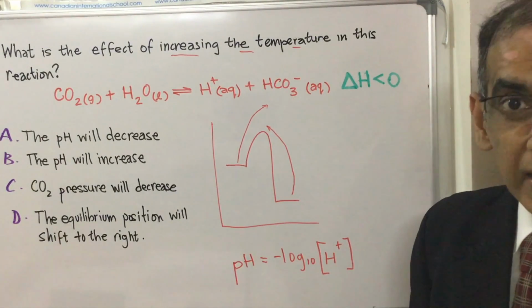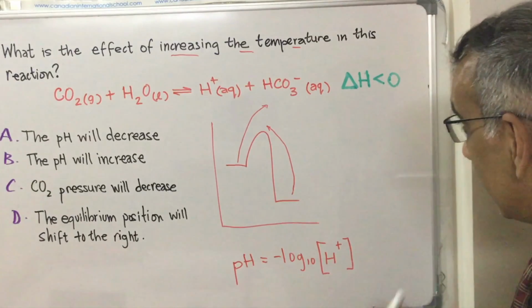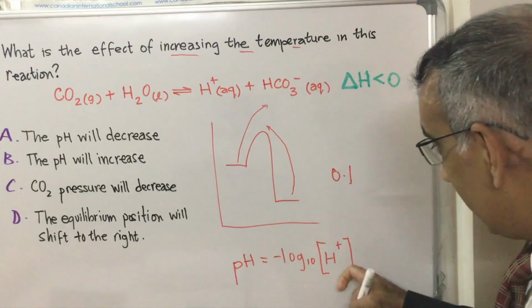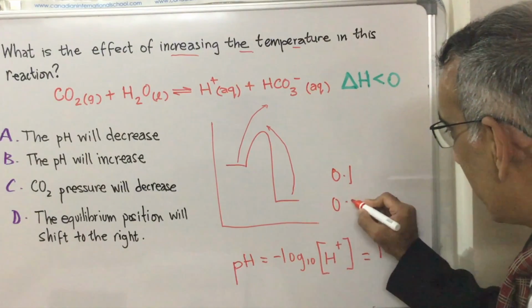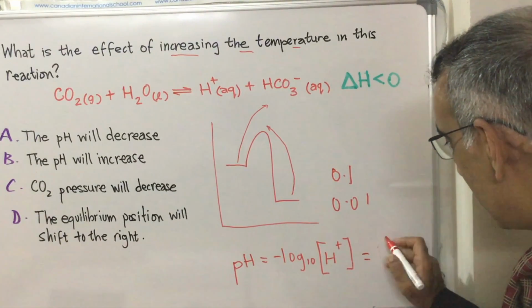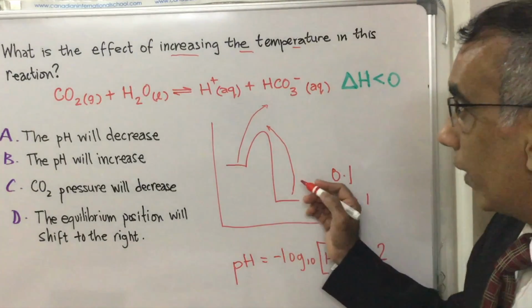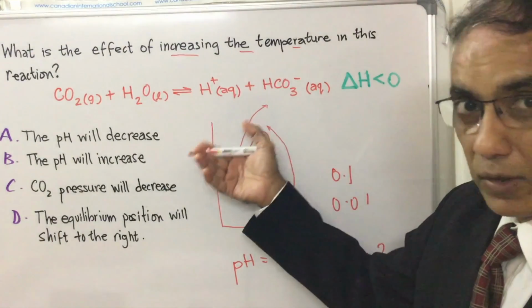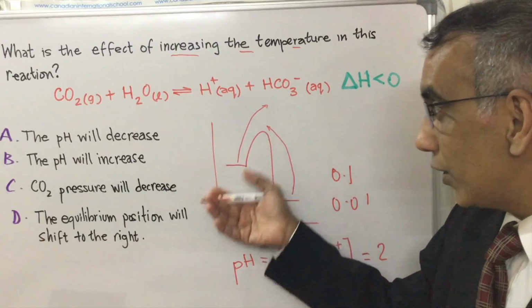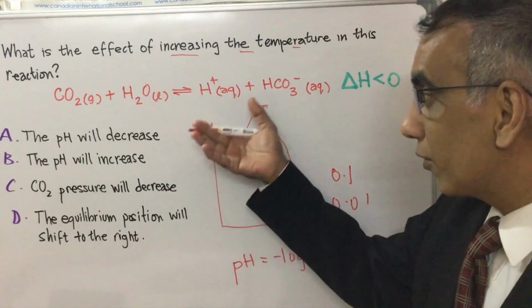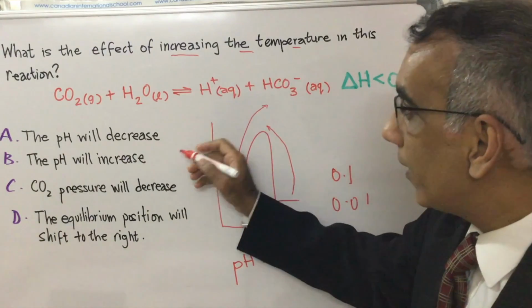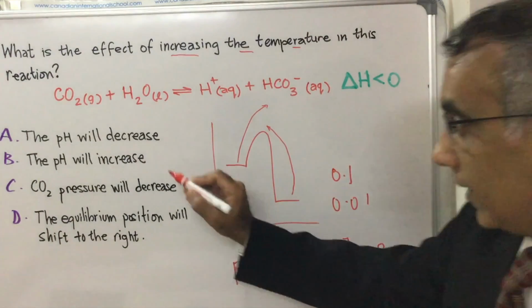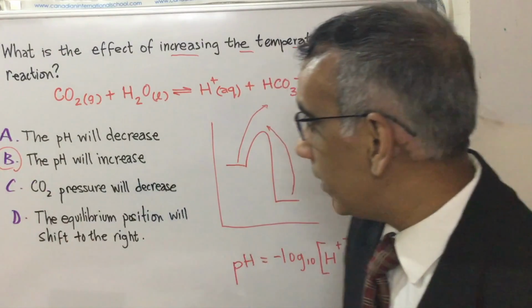So for very high hydrogen ion concentrations like 0.1 plugged into here gives a pH of 1. 0.01 gives a pH of 2. So when you decrease the hydrogen ion concentration, the pH is actually going to increase. So the equilibrium is going to go this way and the pH is going to increase. The answer is going to be B.